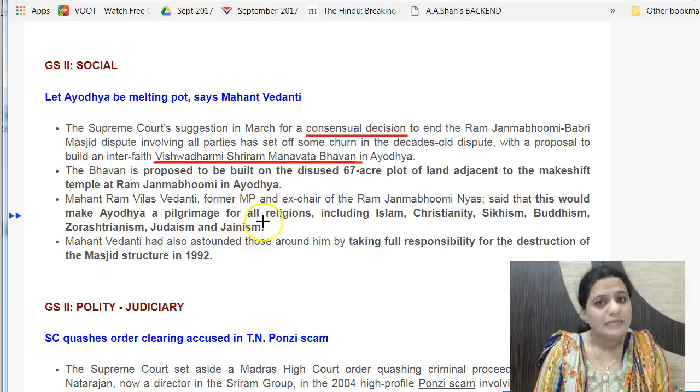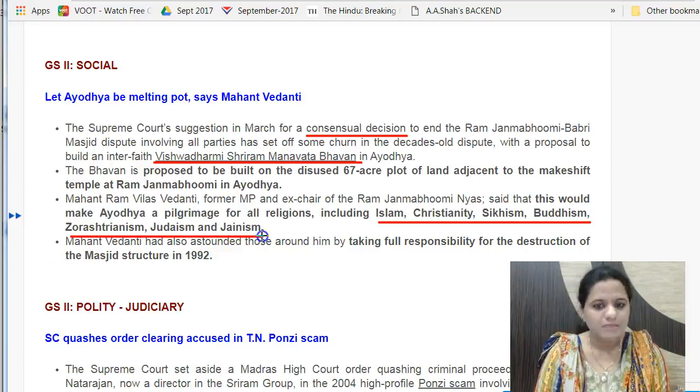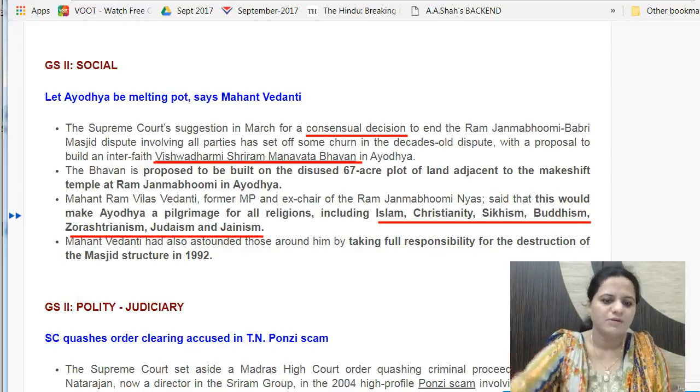So this will become a pilgrimage for all religions: Islam, Christianity, Sikhism, Buddhism, Zoroastrianism, Judaism as well as Jainism. So this is a proposal being put forth. Vishwadharmi Sri Ram Manav Bhavan.